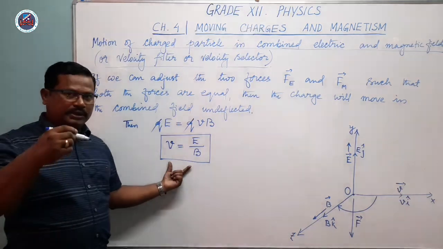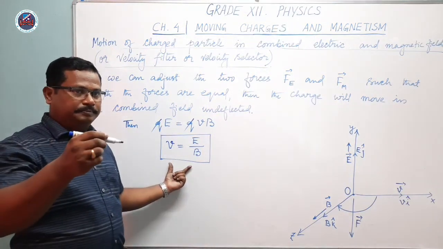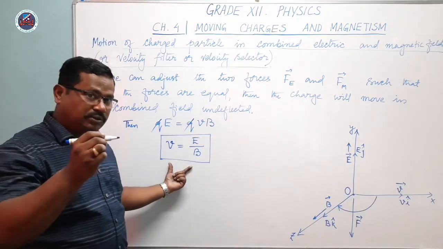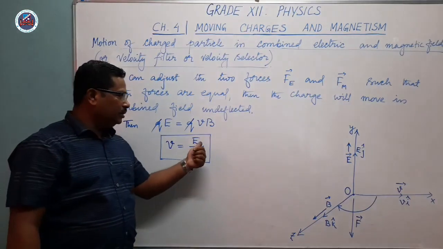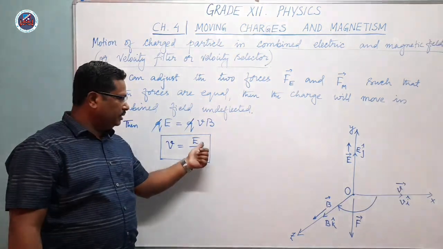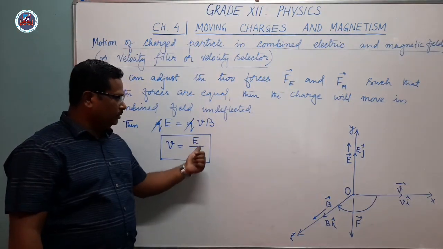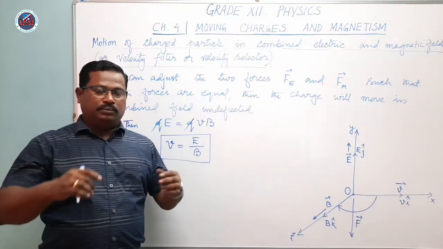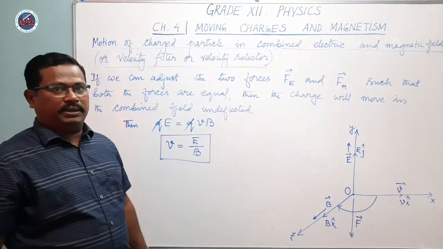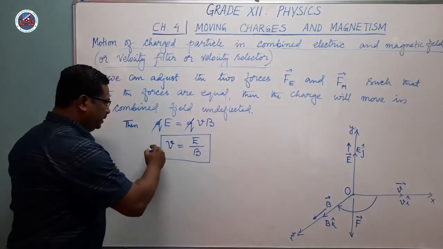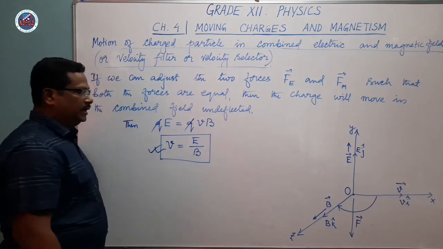Before you send the particle, you will have to know at what velocity you should send. So to know the velocity exactly, first we'll find out the ratio between electric field and magnetic field. If you know these two values, you find the ratio, then you get the velocity, and you will come to know at what velocity you can send the particle in the combined electric and magnetic field. That's why we call this velocity selector as well, or velocity filter as well.